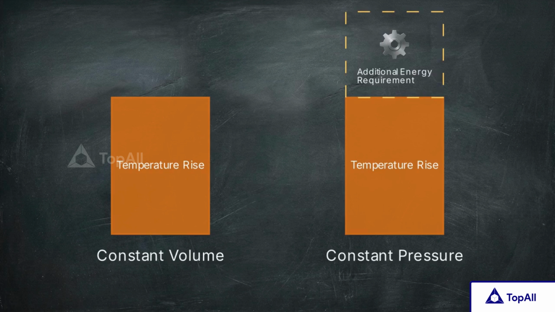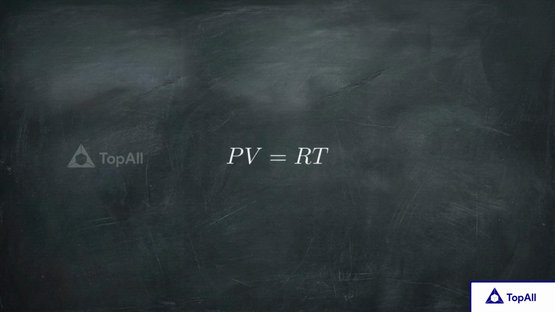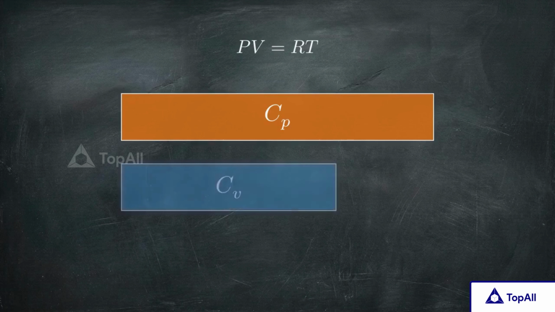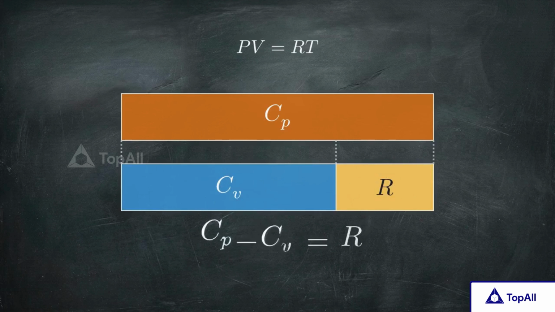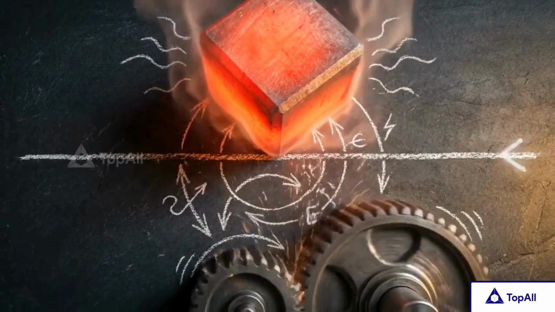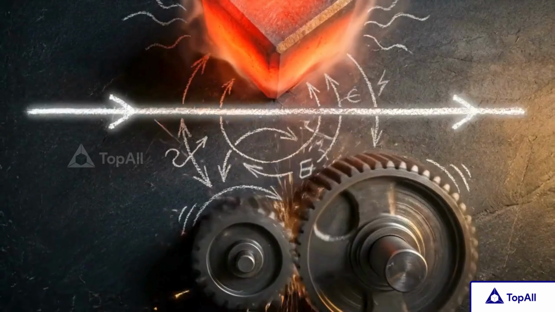This leaves every gas with two distinct specific heats, one measured at constant volume, CV, and a larger one measured at constant pressure, CP. We can calculate the exact cost of that expansion using the ideal gas equation, PV equals RT, which ties pressure, volume, and temperature together. If you take the total energy required to heat the expanding gas, CP, and subtract the energy required to heat the locked box, CV, the remainder is the precise energy spent on mechanical work. That remainder equals R, the universal gas constant. Specific heat capacity maps exactly how the invisible transfer of thermal energy is perfectly balanced by the physical, mechanical work done on the world.